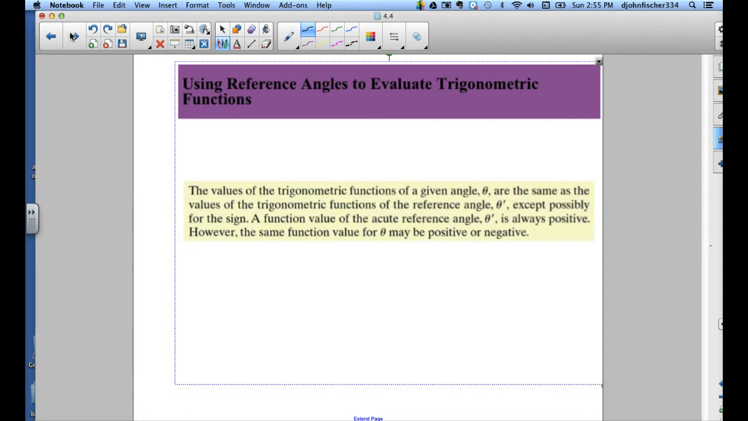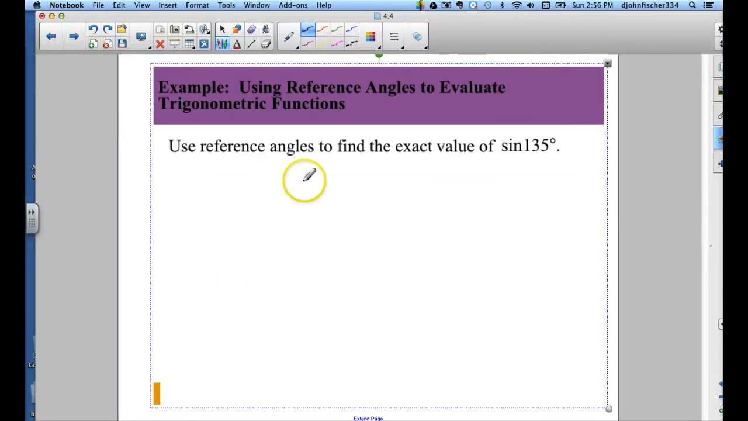So the values of trigonometric functions of any given angle theta are the same as the values of the trigonometric functions of the reference angle, except possibly for a sign. A function value of an acute reference angle is always positive. However, the same function value of theta may be positive or negative. So when we look at it, we use reference angles to find them. So like sine 135, we wouldn't know. But if we drew 135 out, here's 135, my angle's right there, draw it back to the triangle, we're going to have a 45 degree reference angle.